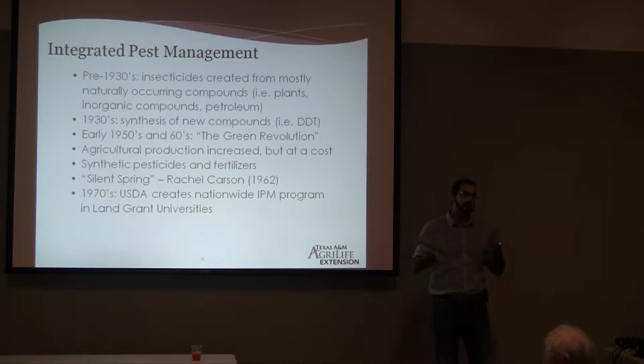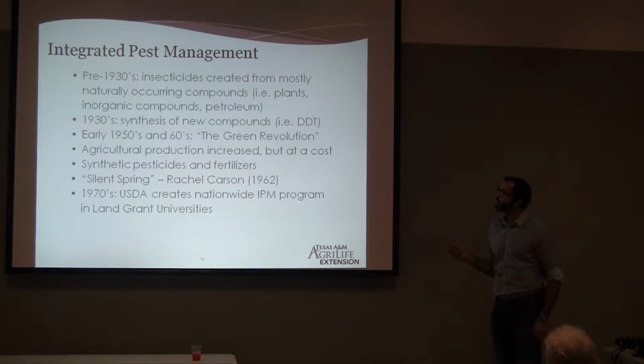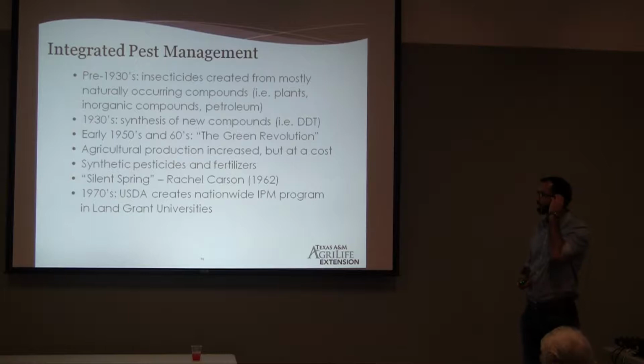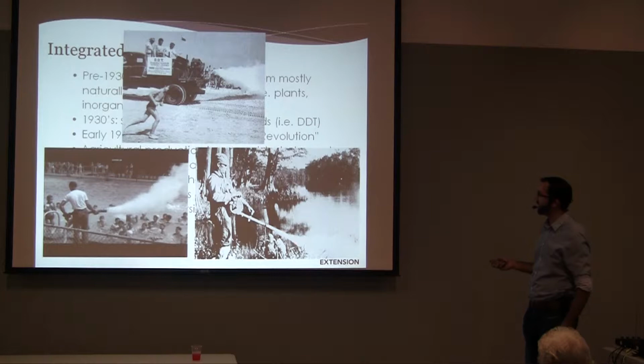Now before we actually go into, so this talks to me really about management of roses, we need a little short history of management. In the pre-1930s, insecticides were created mostly from naturally occurring compounds. So we had plants, inorganic compounds, petroleum. In the 1930s, with the synthesis of new compounds, such as DDT, we had all of a sudden these magical products that we could just spray everywhere. In the 1950s and 60s, we get this green revolution. Woo, we're all happy, we're spraying this stuff everywhere.